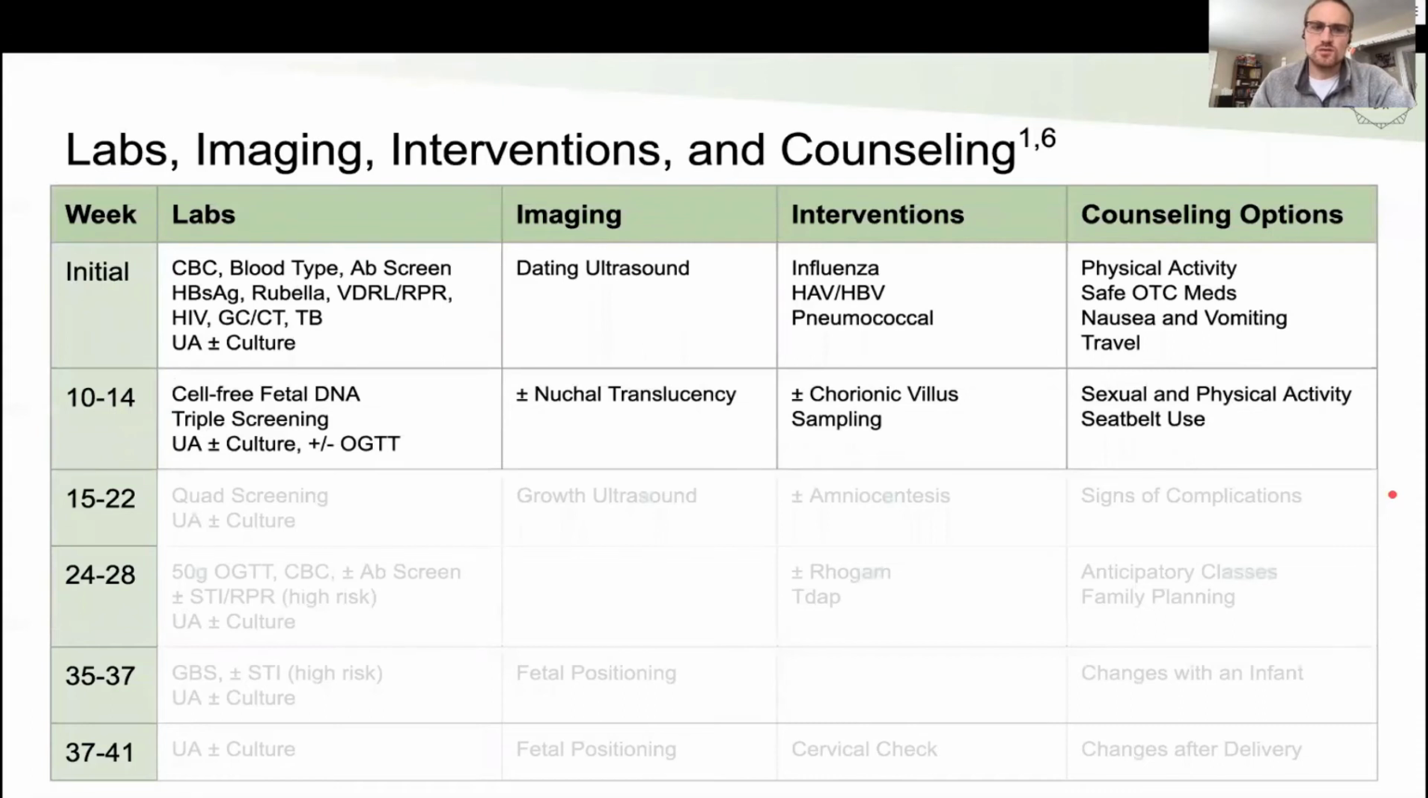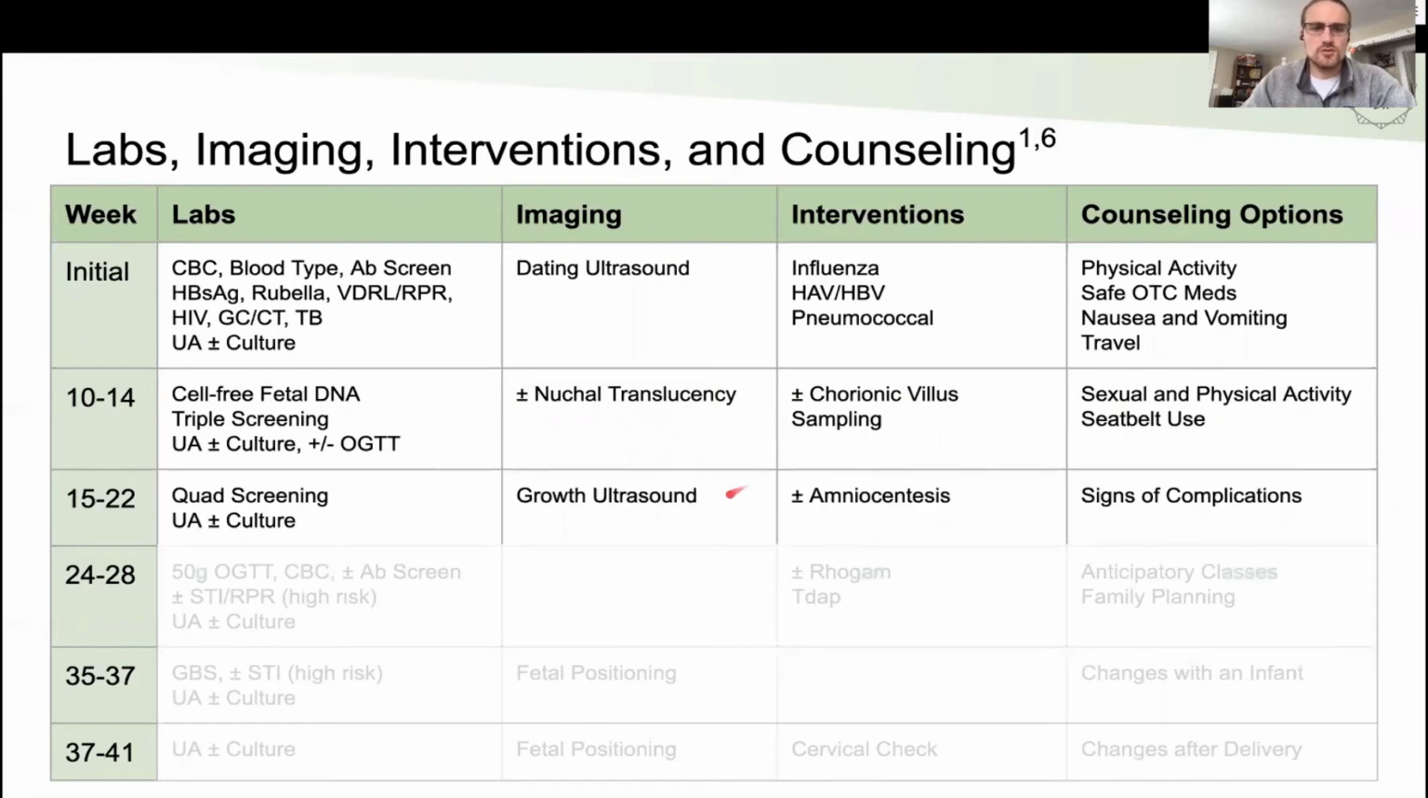Between 10 and 14 weeks is when you do that cell-free fetal DNA, which is earlier than the quad screening. The nuchal translucency would be part of the old triple screening. And then that'd also be when you do chorionic villus sampling, if you're going to do it. Around this time, you could start talking about sexual and physical activity, as well as seatbelt use during pregnancy. Definitely use seatbelts, and you can continue to be sexually and physically active.